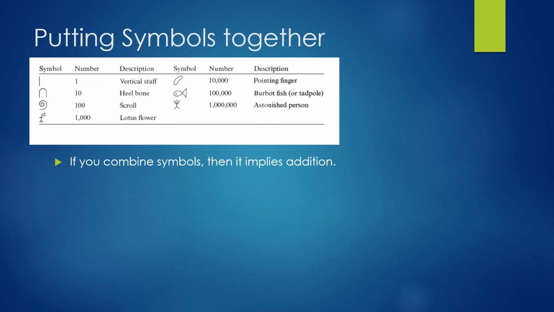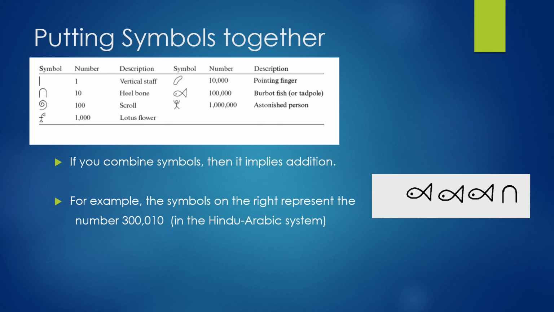Combining these symbols is just an addition problem, so something like this is the number 300,010, because we have 3 burbot fish, and they represent the number 100,000, and we have 1 heel bone, and that represents the number 10. And when we add those together, we get 300,010.